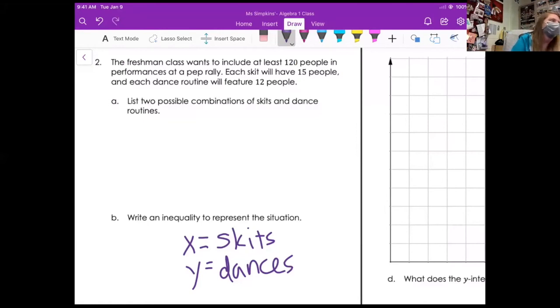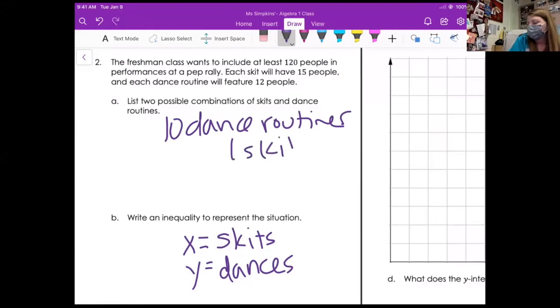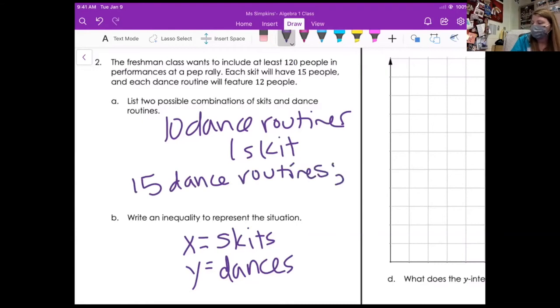Yes. 10 dance routines, no skits. That's fine. Okay, let's throw a skit in there. So 10 dance routines, 1 skit. Yes. 15 dance routines. And how many? 5 skits. 7 skits and 2 dances was another one.